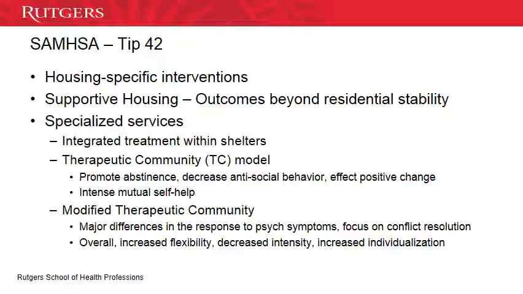They talk a little bit about the TC, or therapeutic community model, which is an alternate to supported housing, which does promote abstinence, does decrease antisocial behavior, and affect positive change. It's more of an intense mutual self-help community. They've proposed a modified therapeutic community where the major difference is in response to addressing psychiatric symptoms, and then more of a focus on conflict resolution within the therapeutic community. Overall, this has led to increased flexibility, decreased intensity of service, and increased individualization of services.